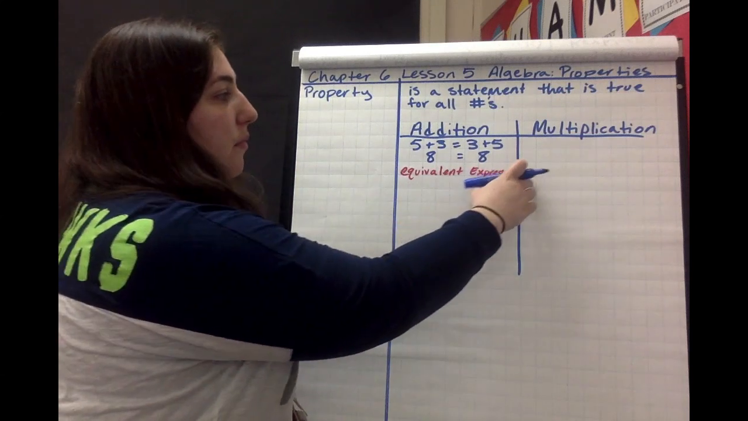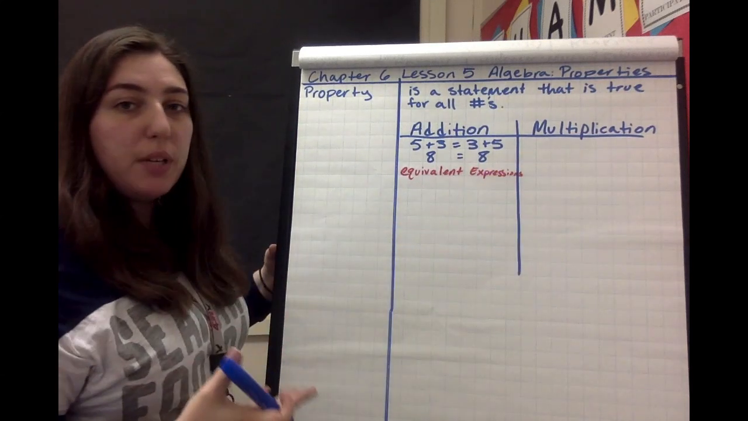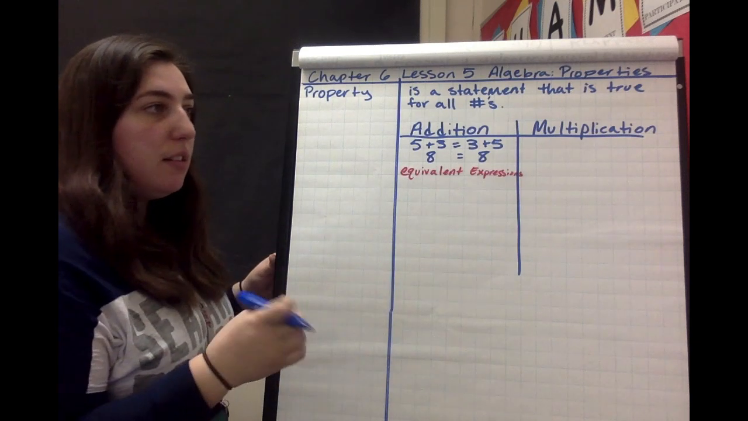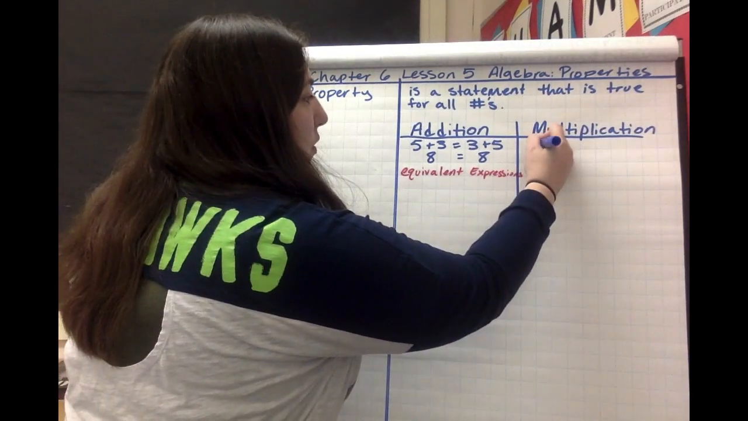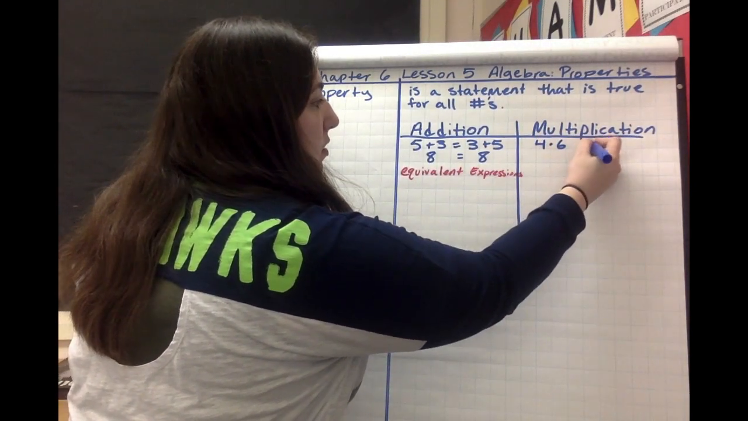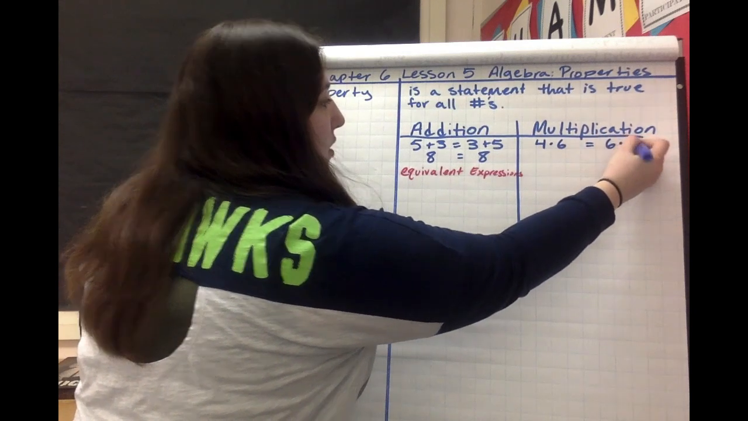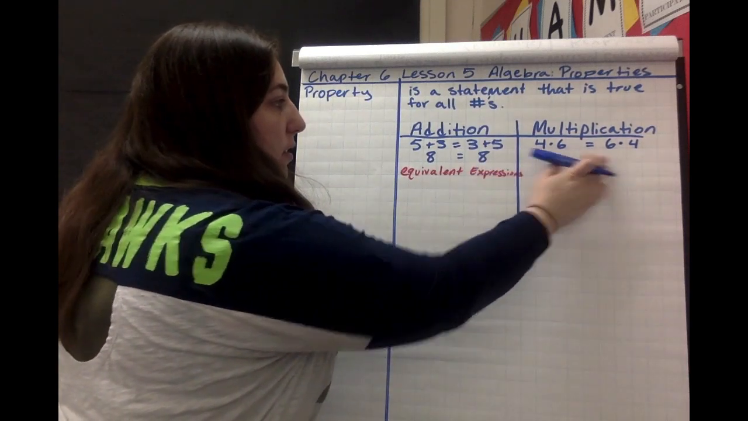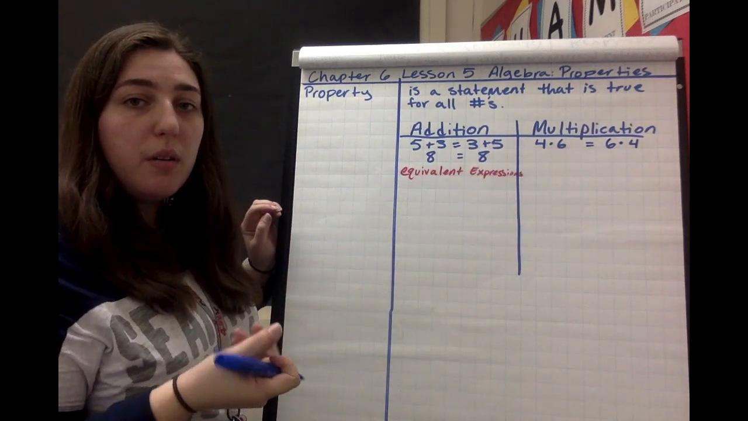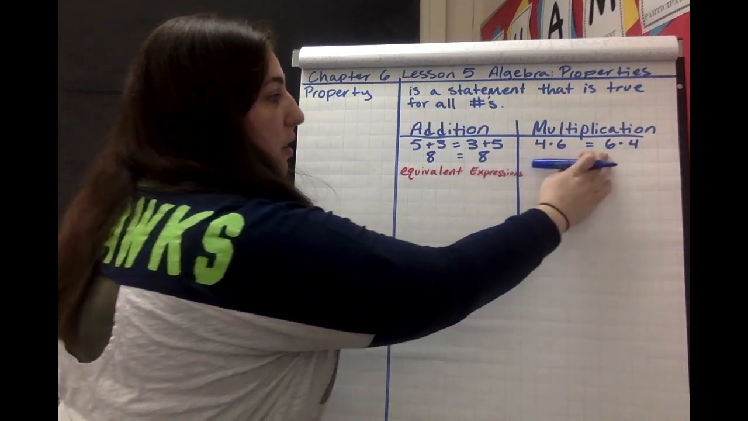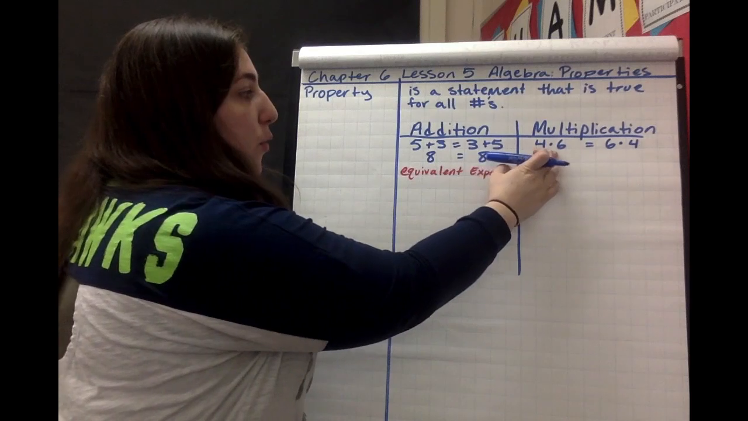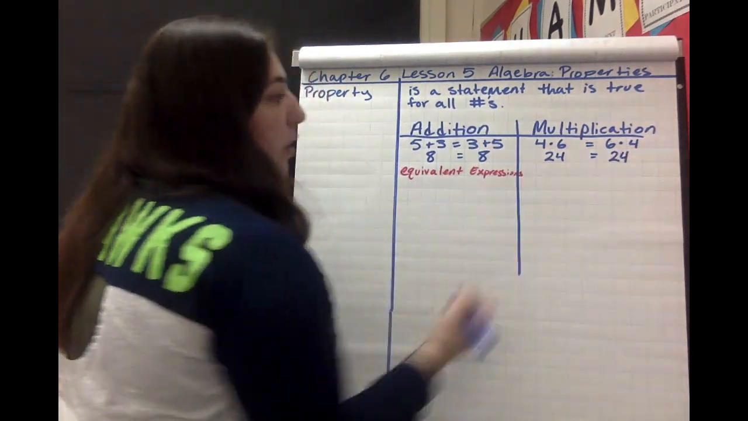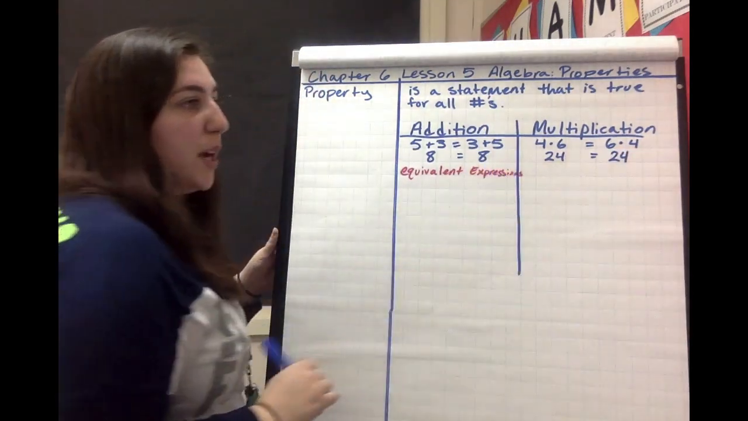Alright, so let's try an example on the multiplication side. With multiplication, it's a little different in the sense that we're multiplying. So 4 times 6 equals 6 times 4. These are telling us the same thing. They're in a different order, but we're using the same numbers and we'll get the same answer. 4 times 6 is 24, and 6 times 4 is 24. So it's still an equivalent expression.